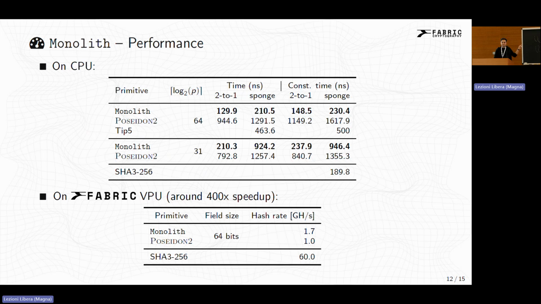But the main purpose of this part is that we also have SHA-3, and we see that there's a huge difference between Monolith, Poseidon, and SHA-3 on hardware. So this shows that in the future, maybe we can think about something which is circuit friendly, but also hardware friendly, not only software friendly. Because there's still a very huge gap there.